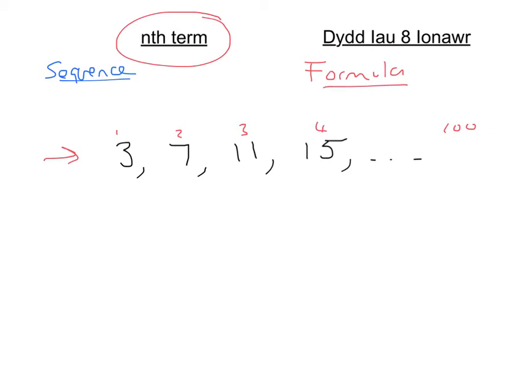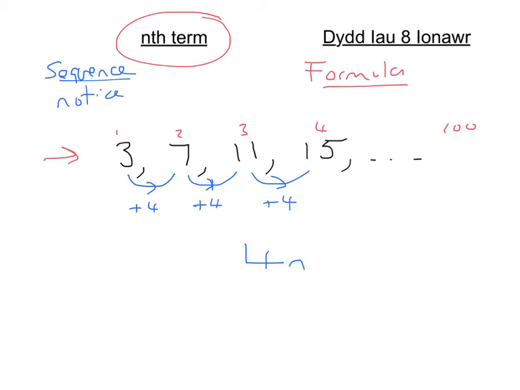So how do we find it? Well, is there anything we notice about our sequence? Yep, Seb, you're right. The numbers are going up in 4s. Each time we're adding 4. Okay, so that means our sequence is very similar to the 4 times table, very similar to 4 times something.